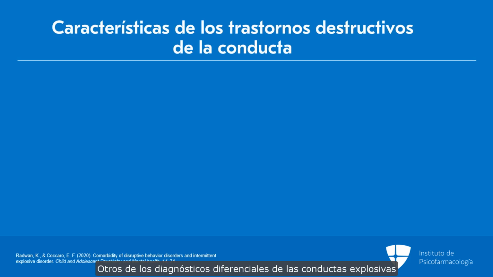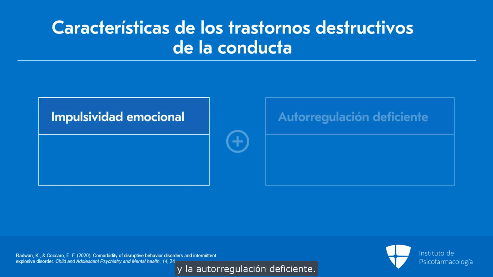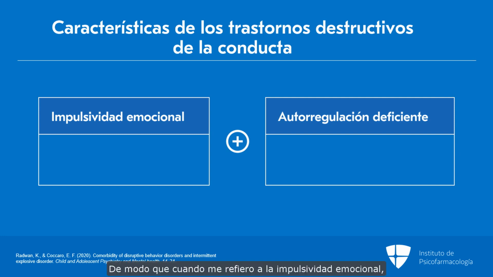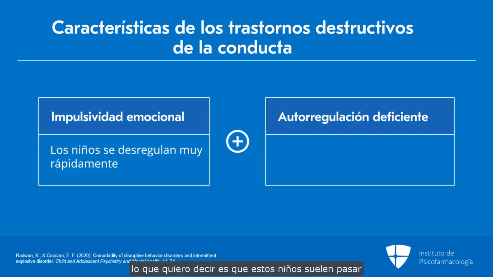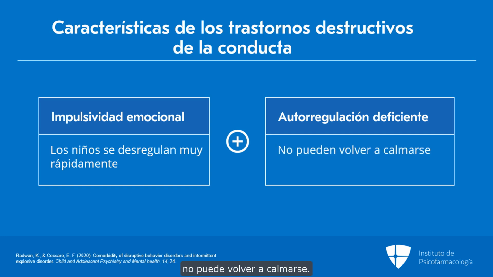Next on the differential diagnosis for explosive behavior are the disruptive behavior disorders, which I mentioned previously include ADHD, oppositional defiant disorder, and conduct disorder. Disruptive behavior disorders are often characterized by emotional impulsivity and deficient self-regulation. So when I talk about emotional impulsivity, what I mean is that these children are often described as going from 0 to 100 very quickly when becoming dysregulated. Deficient self-regulation means that once the child is dysregulated, they can't calm themselves back down.